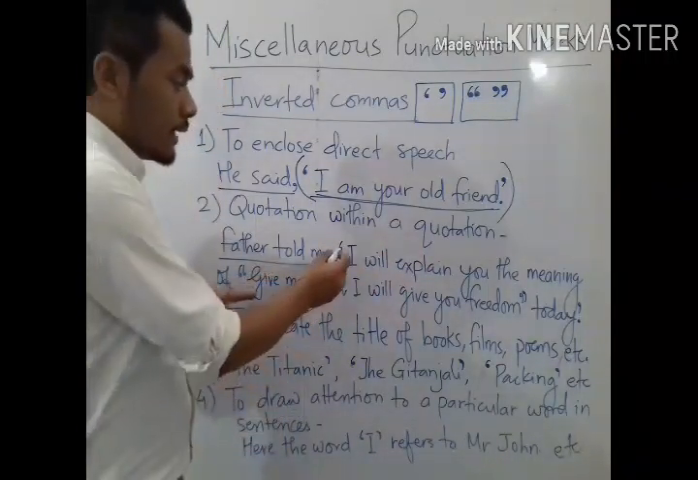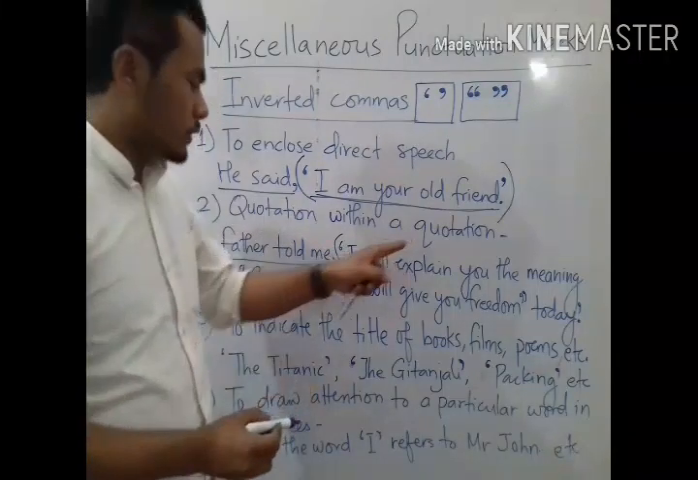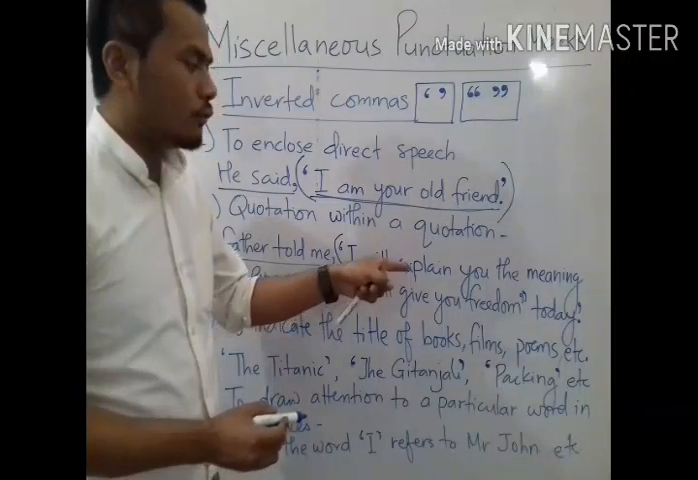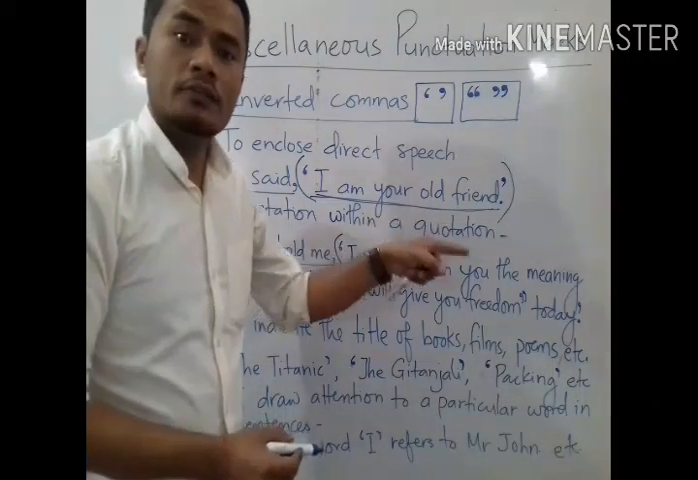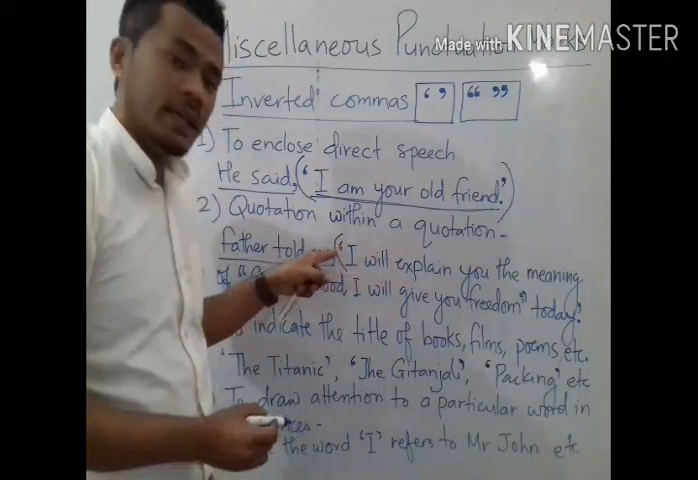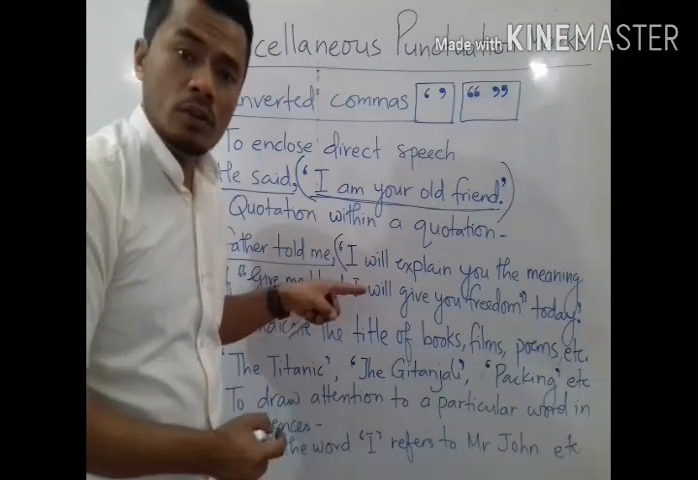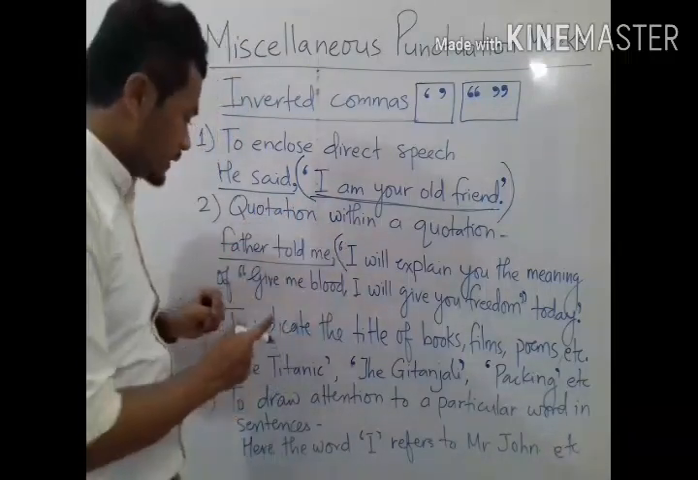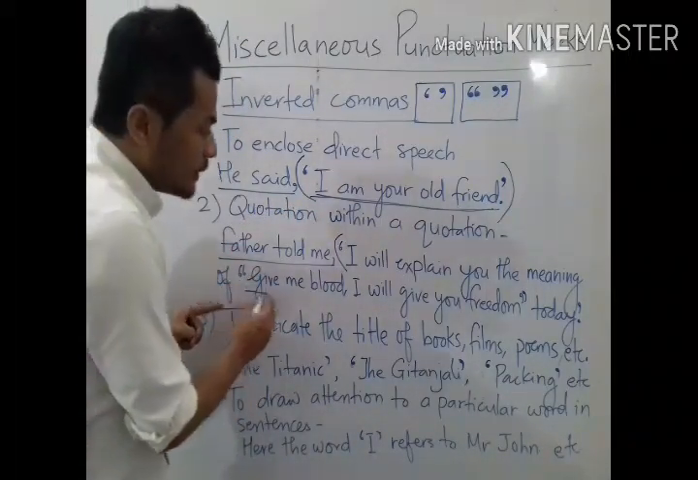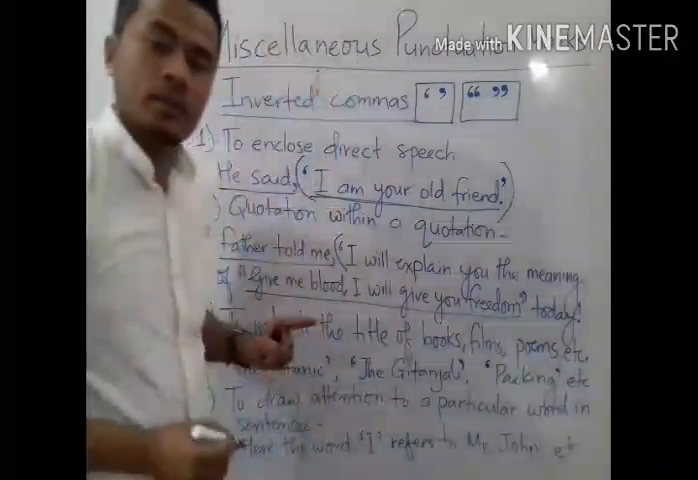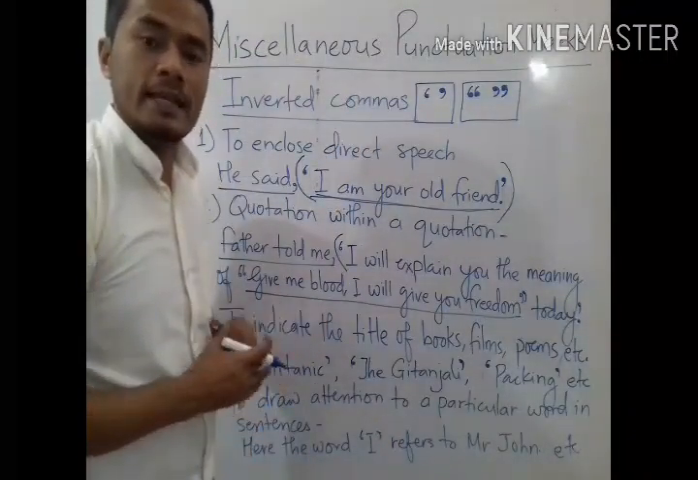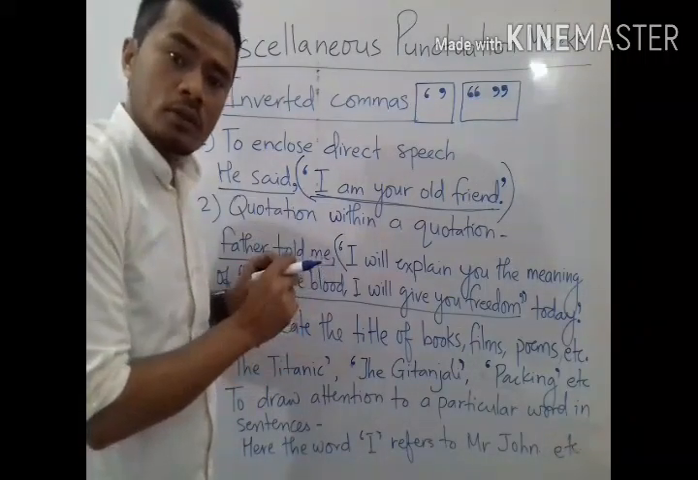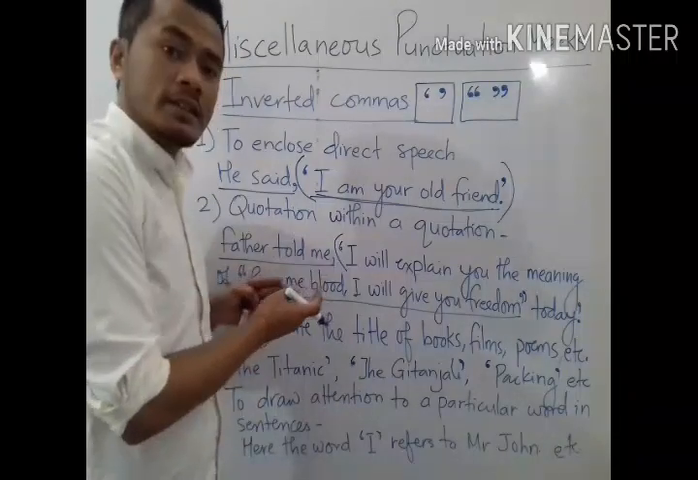"give me blood, I will give you freedom" today.' Now see, from here I will explain you the meaning of "give me blood, I will give you freedom" today. So this is the first reported speech, so it should be in single inverted comma. But if you see it attentively, we have another quotation inside the speech, that is "give me blood, I will give you freedom." It is the quotation said by S.C. Bose.